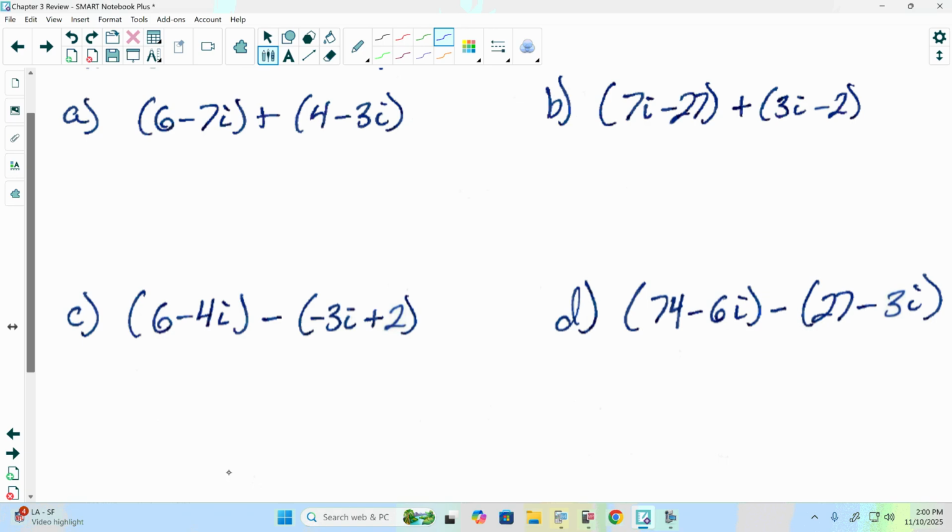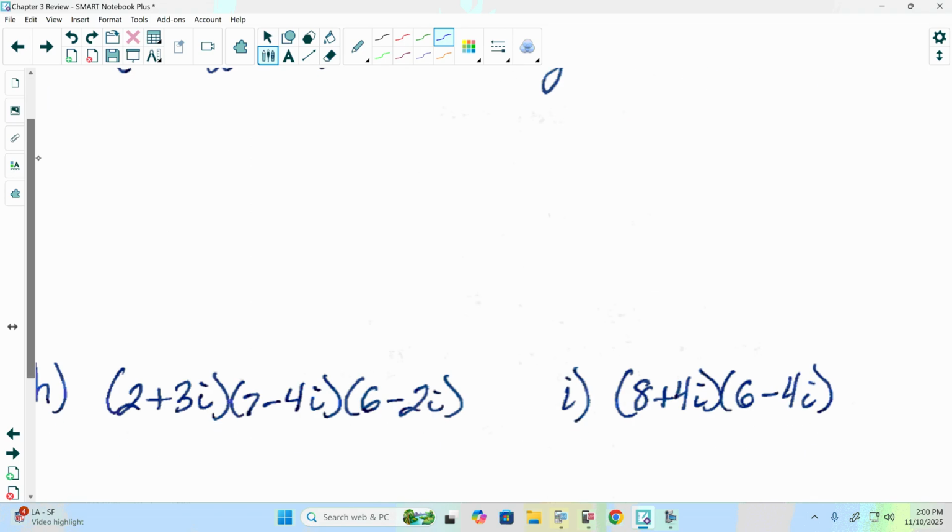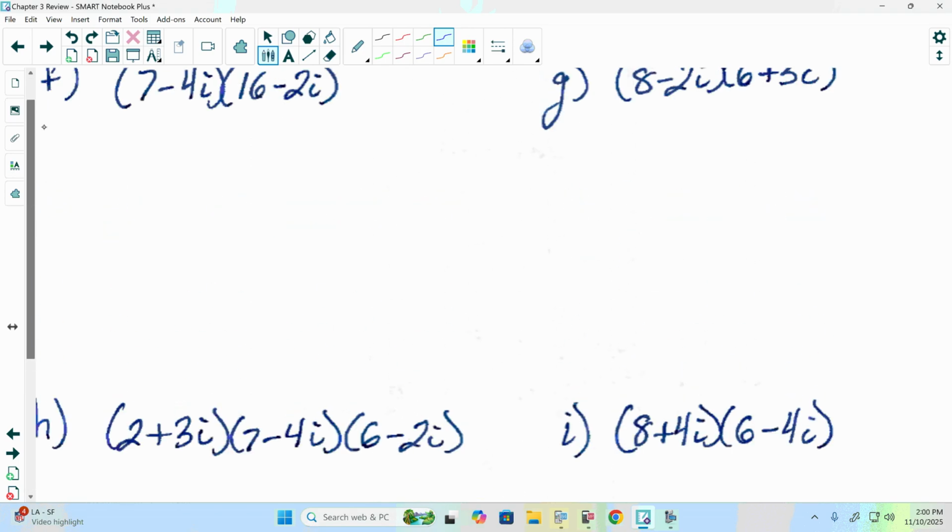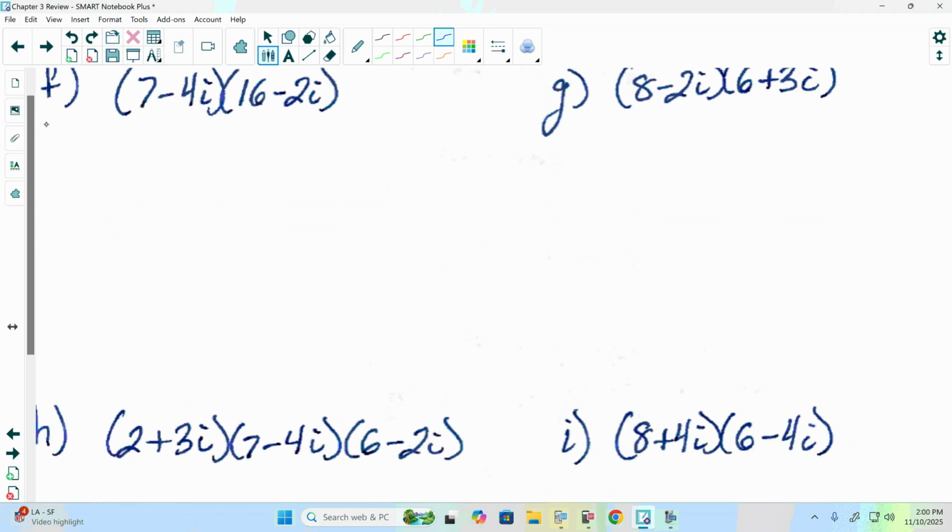F, G, H, or I? Well, F through K. Which multiplication do we want to look at? H, 2 plus 3i times 7 minus 4i times 6 minus 2i.